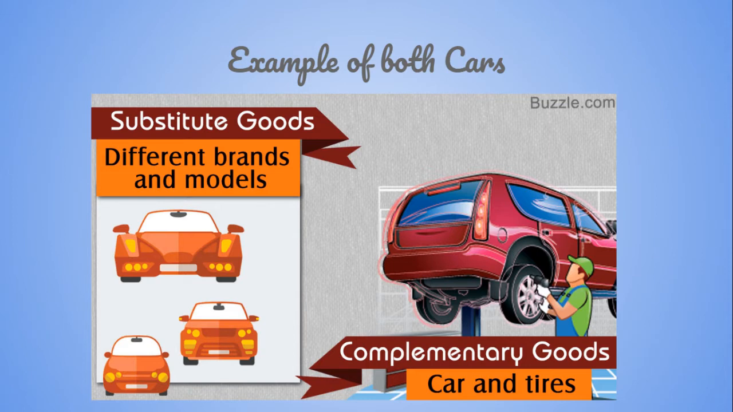Another example where you can see both complementary and substitute goods is cars. Cars, you have different brands, different models, different everything. So you can have a Corvette, you can have a Ford, you can have a Dodge, you can have a Nissan. There's so many different brands that you can choose from. So they're substitutes of one another. And complementary goods would be gas, tires, oil, things like that that a car needs to run. So you can see both goods in one product.